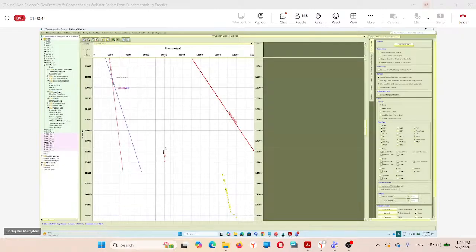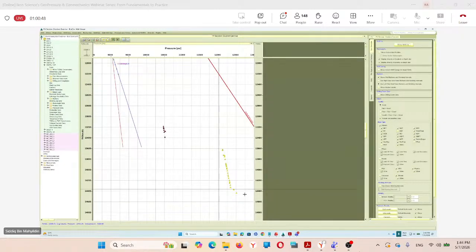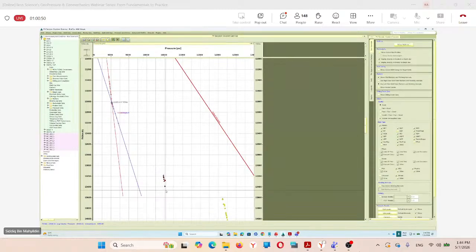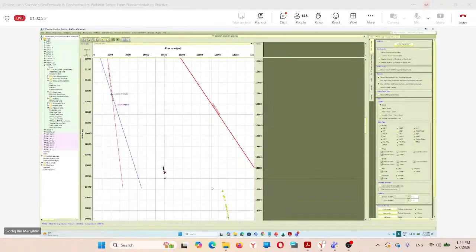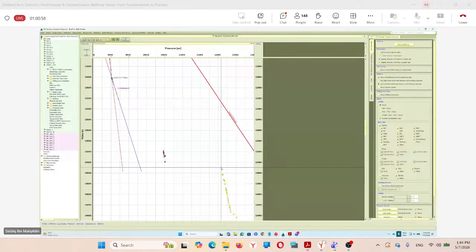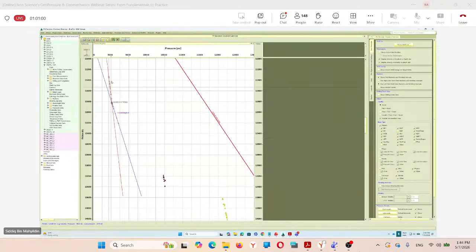We have another well over here, and we have another well over here. And quickly, even without doing any gradient analysis, we could easily tell that these are totally different systems. They could be compartmentalized. It's not in equilibrium with the system that we have over here. Just to prove that, maybe we can create a quick polygon again. You can also just create a quick gradient. Let me create a quick gradient. Maybe from here to here is one gradient.